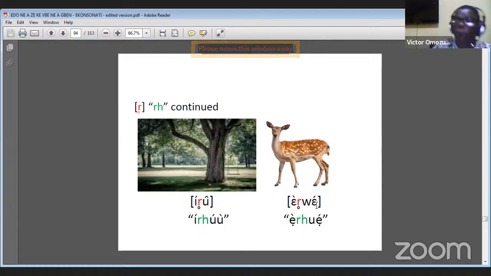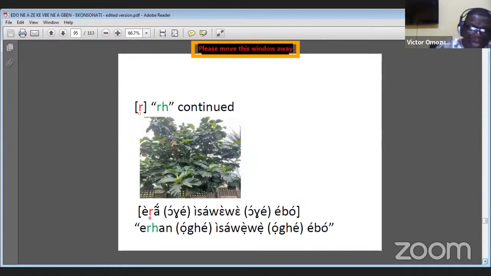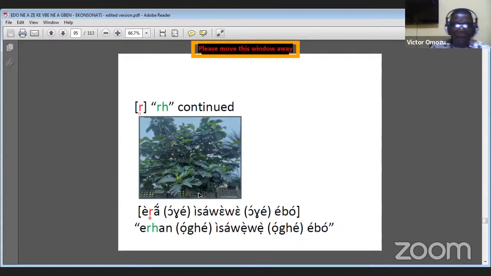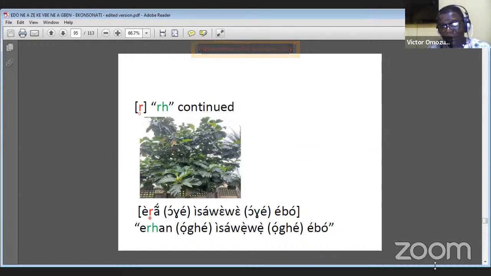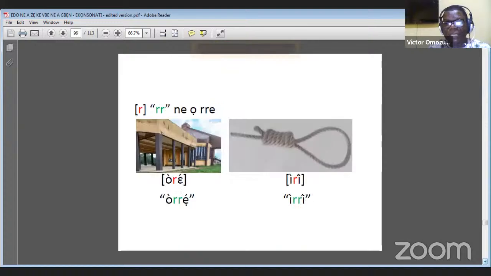Then you have ehwe. Ehwe is deer. You can see the picture of iru, that's shade under the tree. Then ehana. This is the tree of that plant, the fruit I showed earlier. When you say Ogebo, it is alien to the Edo people. It was introduced from outside.